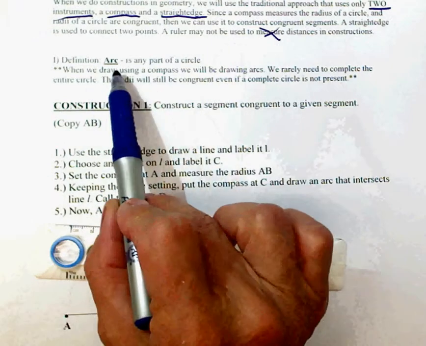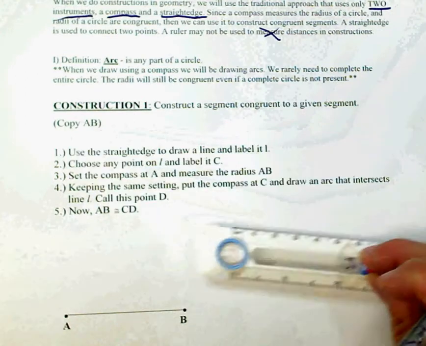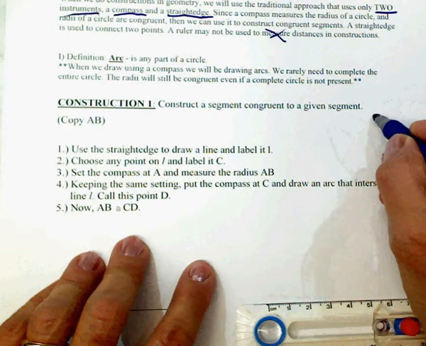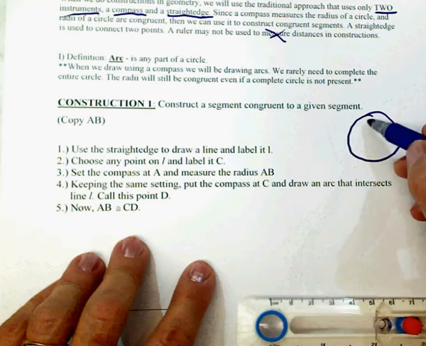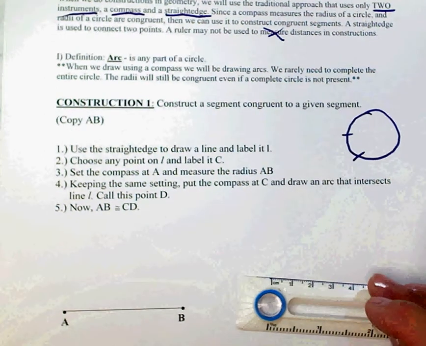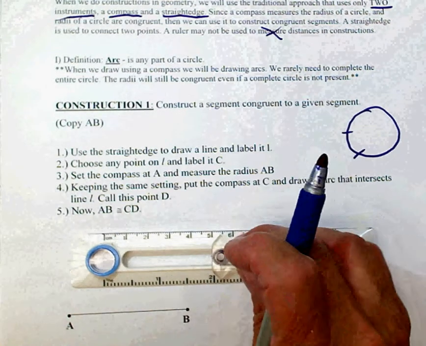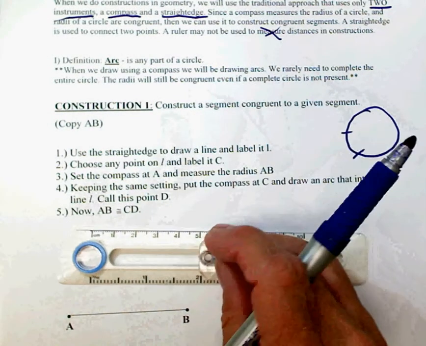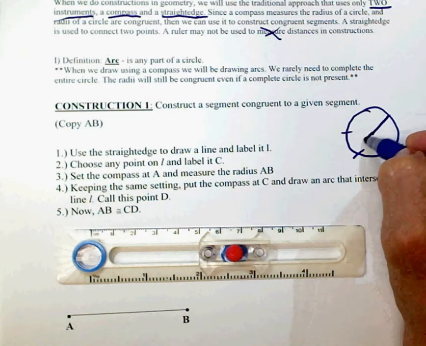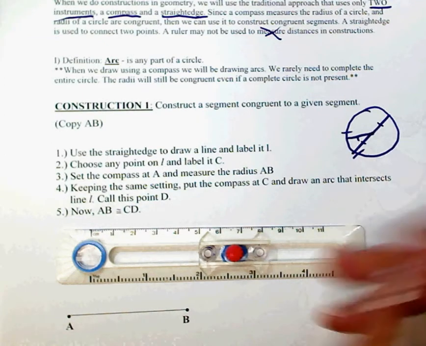I'm going to define an arc as any part of a circle. If you have a circle, any piece of the circle is a curved line, and that's what we're going to be drawing with our trimen. Radii will be congruent even if we don't draw the complete circle. No matter where you draw, the radii will all be congruent.